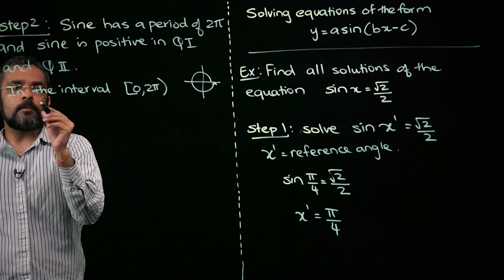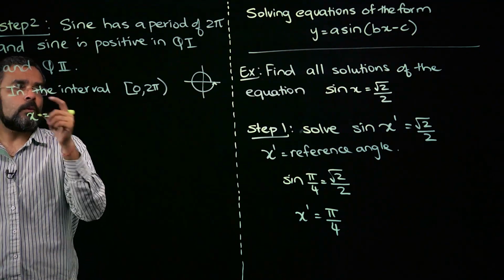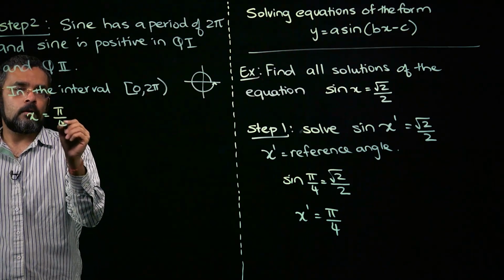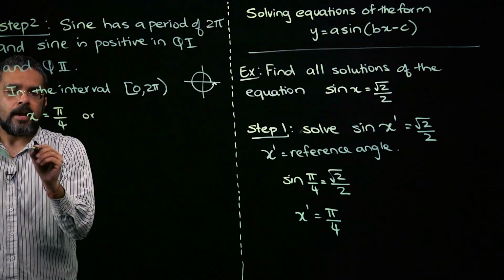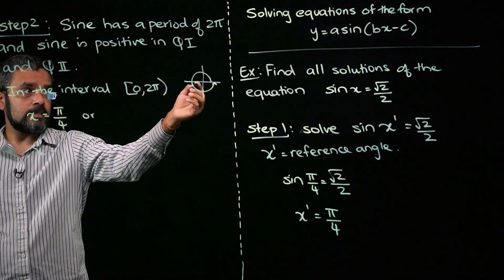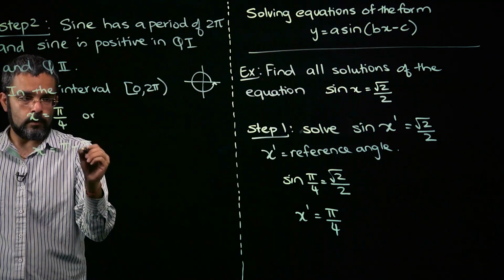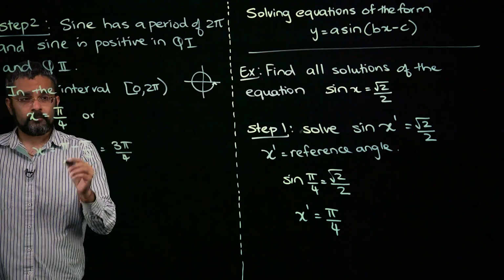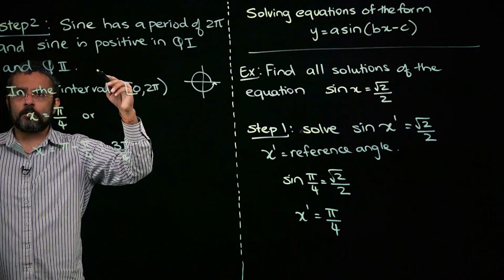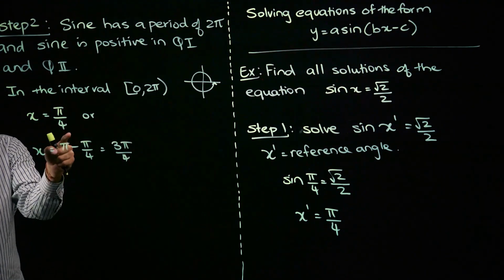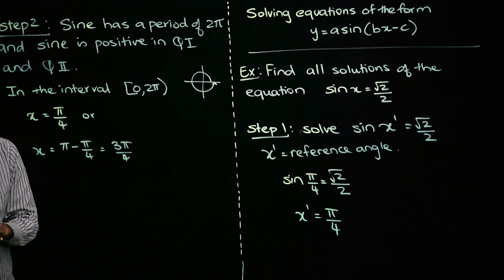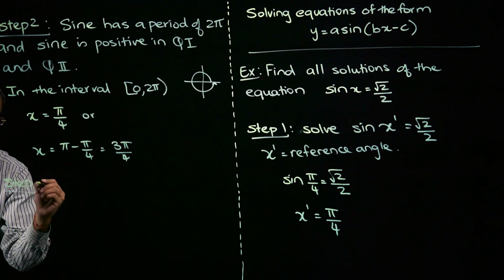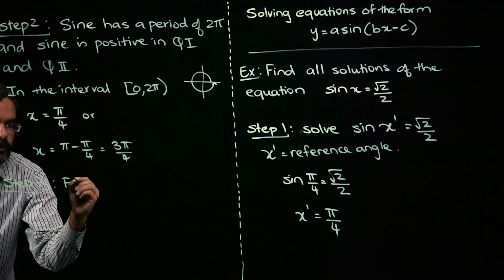And so x would either be equal to your reference angle, in this case pi over 4, or x is going to be in the second quadrant, which is pi minus pi over 4, or that is 3 pi over 4. So in one revolution from 0 to 2 pi, sine can only take the values of pi over 4 or 3 pi over 4. Now that leads me to my final step, and that is finding all solutions.